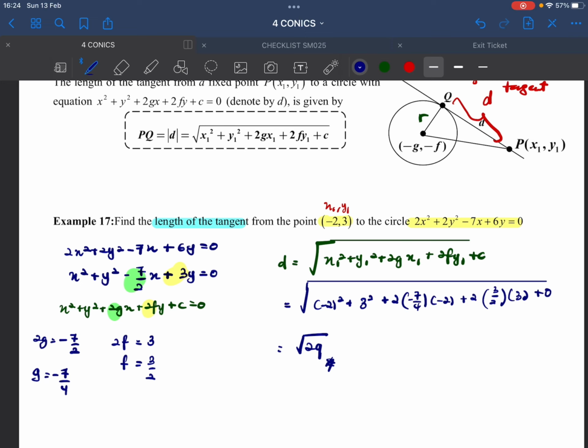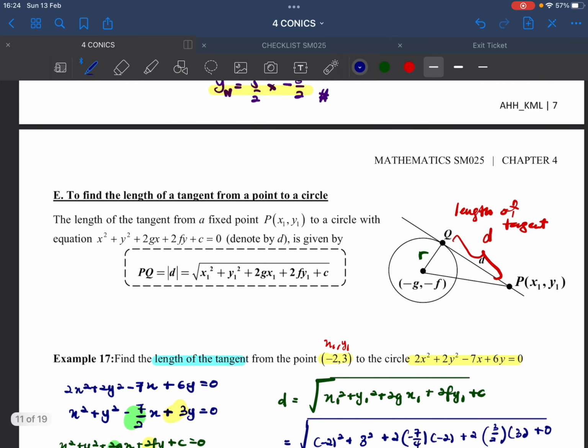Now the second method here is we are going to use the Pythagorean theorem. As you can see from here, this is a triangle. This is the length of tangent which we want to find. We know that this is the radius. And here is the distance between 2 points. You have one point here and you have one point here, which is the center.